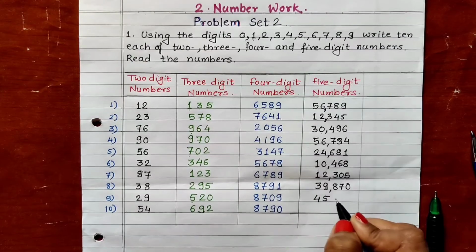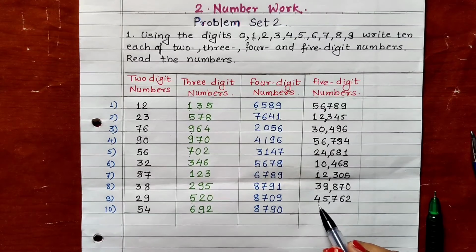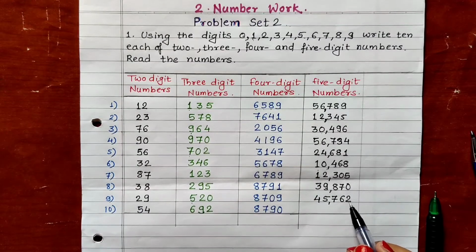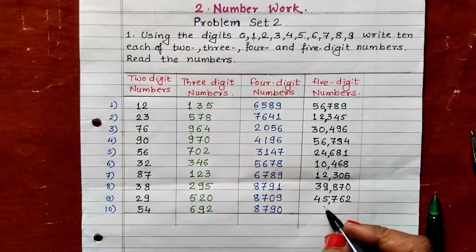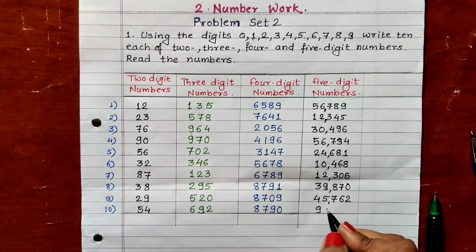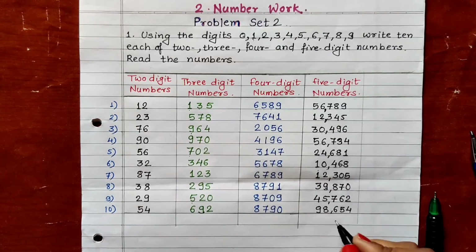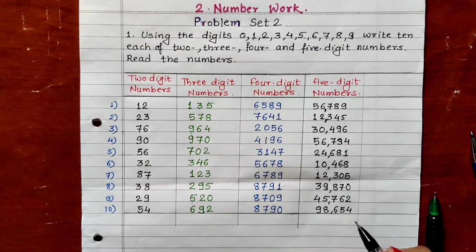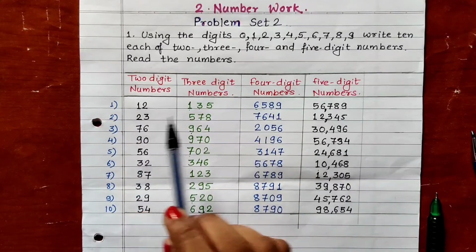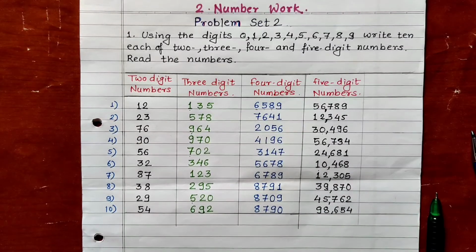4, 5, 7, 6, 2. How to read this number? 45,762. One more number we will have to write, so the question 1 will be completed. I can write 9, 8, 6, 5, 4. How to read this number? 98,654. In this way you can write 2-digit numbers, 3-digit numbers, 4-digit numbers, 5-digit numbers, and write them very carefully and read them afterwards carefully.